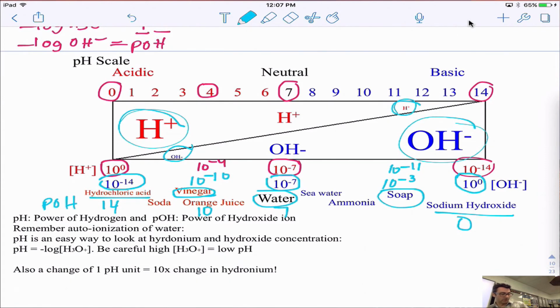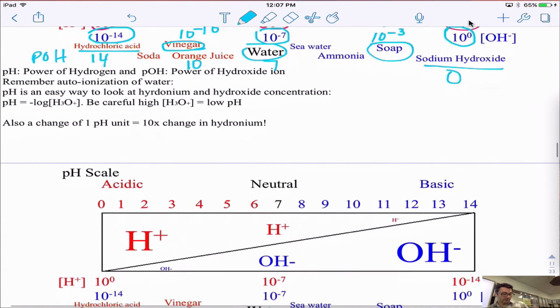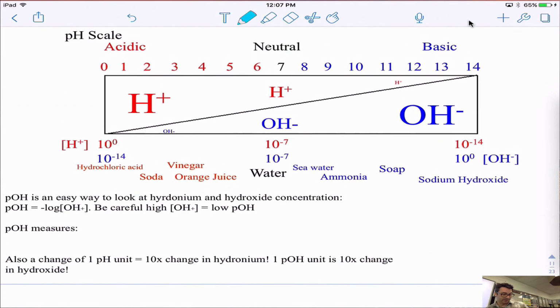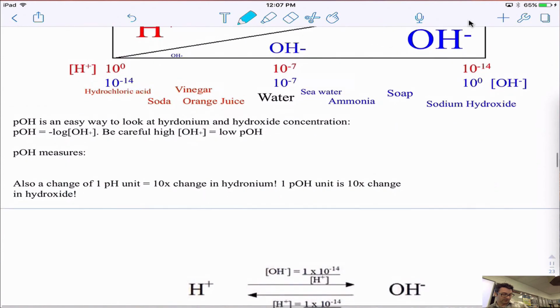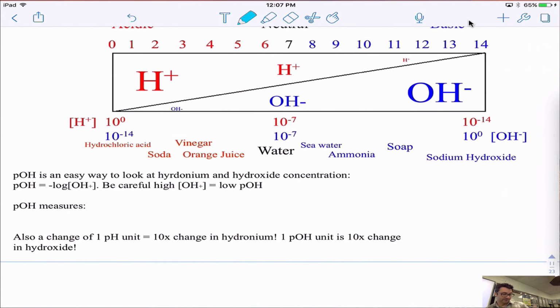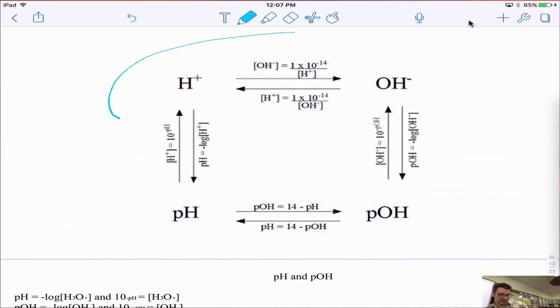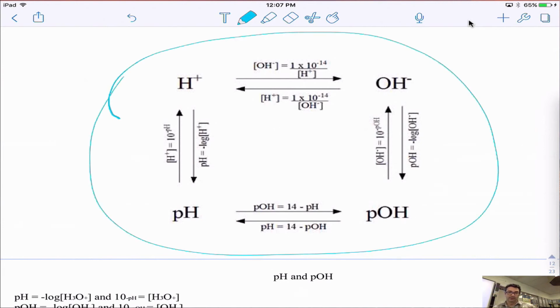Now, how do I remember all this and put these together? Well, one way of doing this is, and here's the scale again, and this time we could talk about pOH, but I've already done that. But here's how I put this all together. I put it all together in this diagram right here. Once you know one of the cornerstones here, H plus, OH minus, pOH, pH, you can automatically figure out all of the other missing pieces of information.